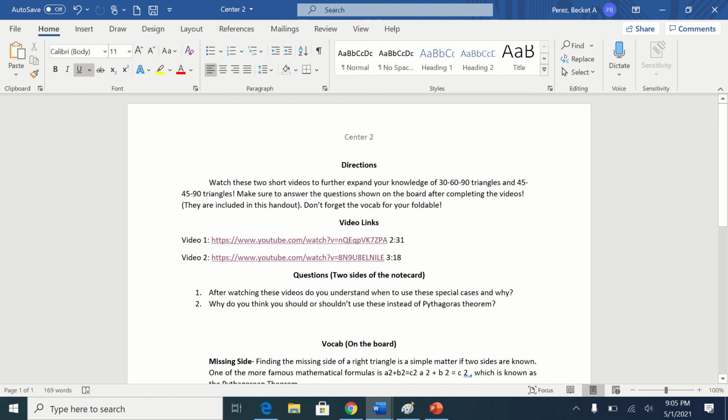Moving on to center 2, directions. Watch these 2 short videos to further expand your knowledge of 30, 60, 90 triangles and 45, 45, 90 triangles. Make sure to answer these questions shown on the board after completing the videos, and they are included in this handout. Don't forget the vocab for your foldable.